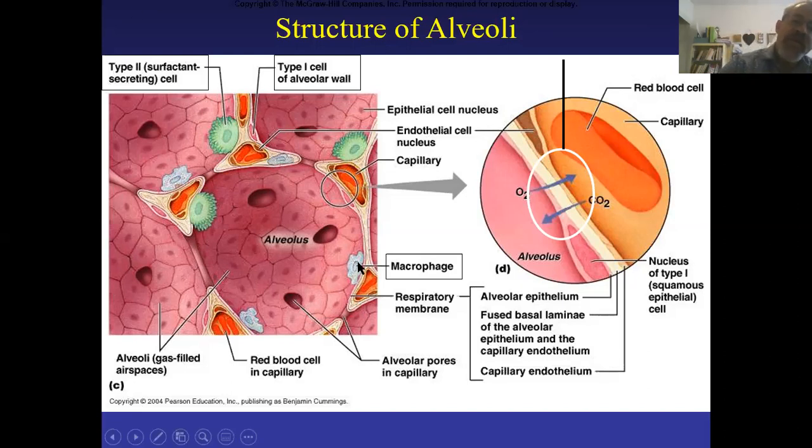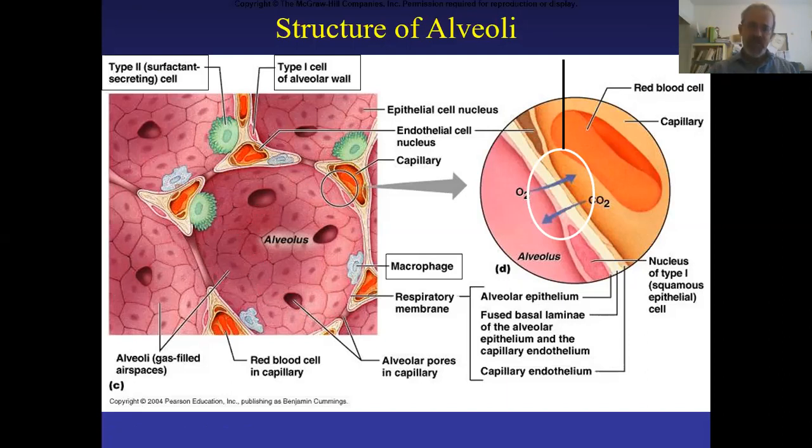Finally, we have another interesting cell called an alveolar macrophage, or just a macrophage. And this is kind of like the macrophages that we see in the brain, the microglia. These are little scavenger cells that go around doing housekeeping. Even though the air is pretty clean, there could be other stuff that builds up in here. So the macrophages are another type of cell.